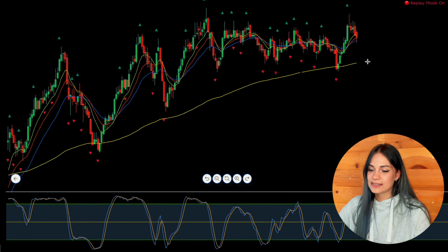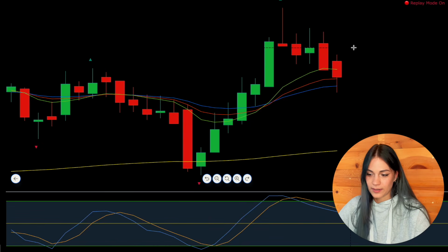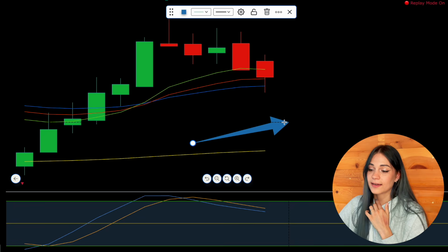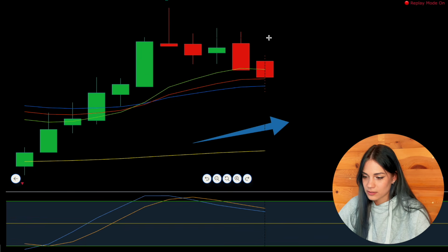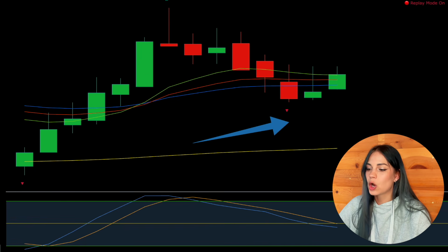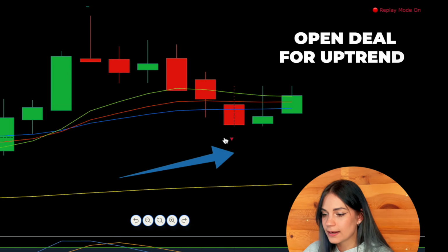There you see the beginning of an uptrend. Let's put our little thing here. Alligator lines are going up with the price and they are not connected. We see the fractal forming right here. That means on the second candlestick we can open our deal for an uptrend right here.